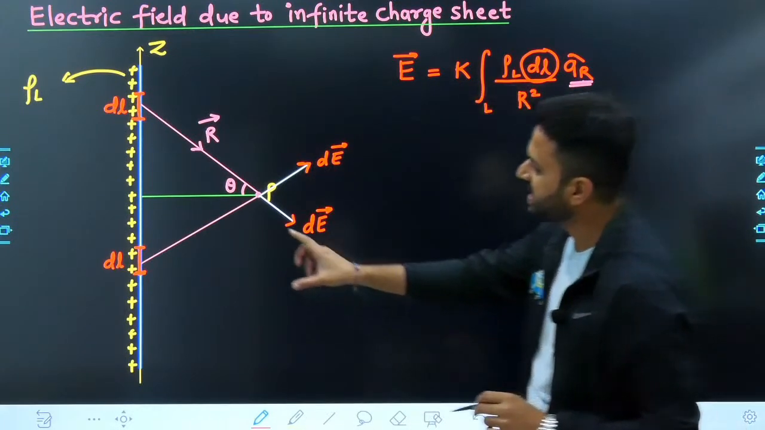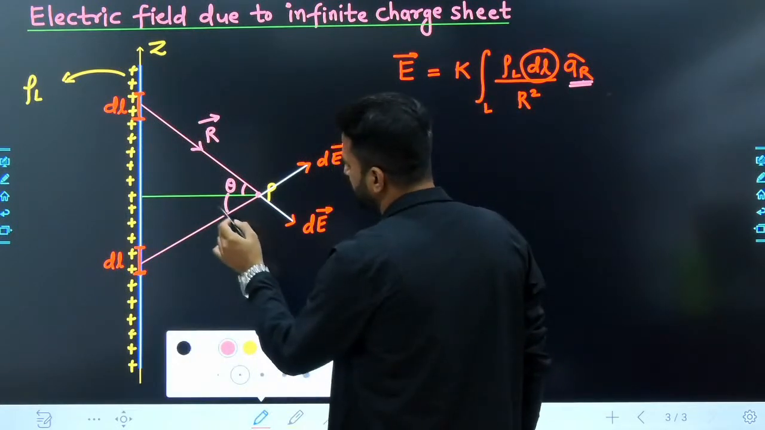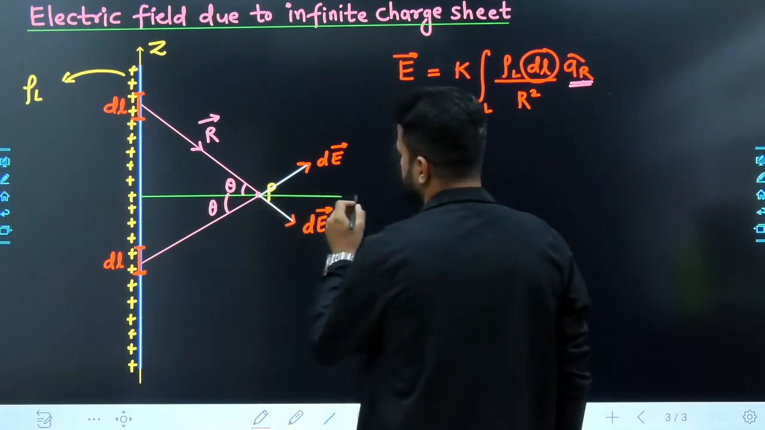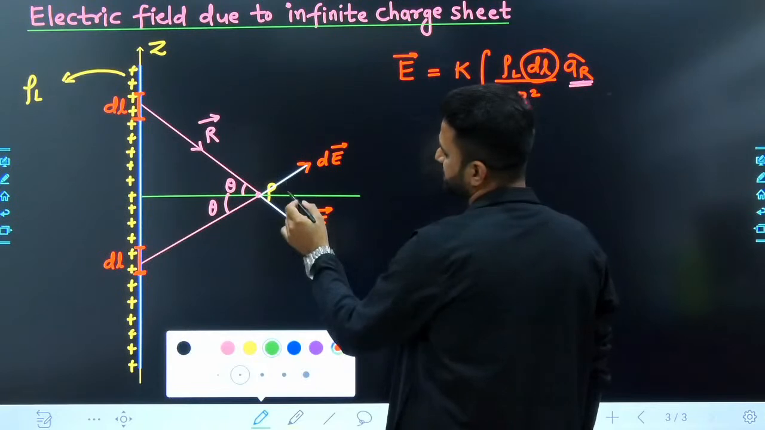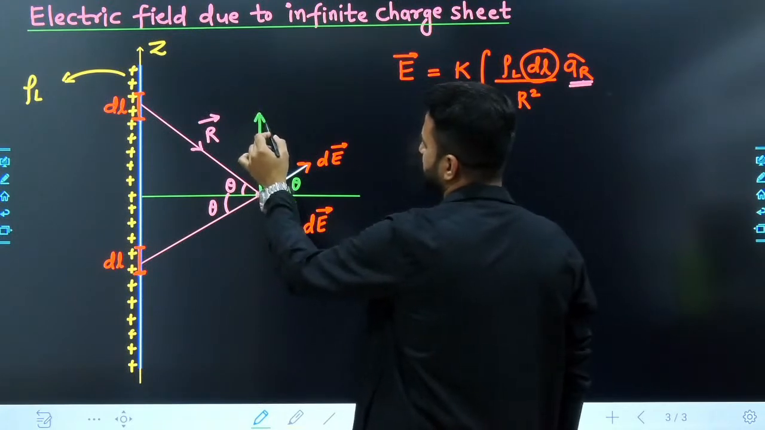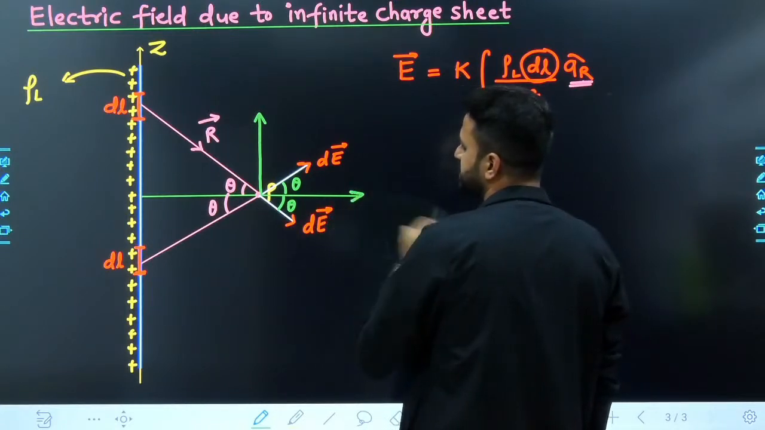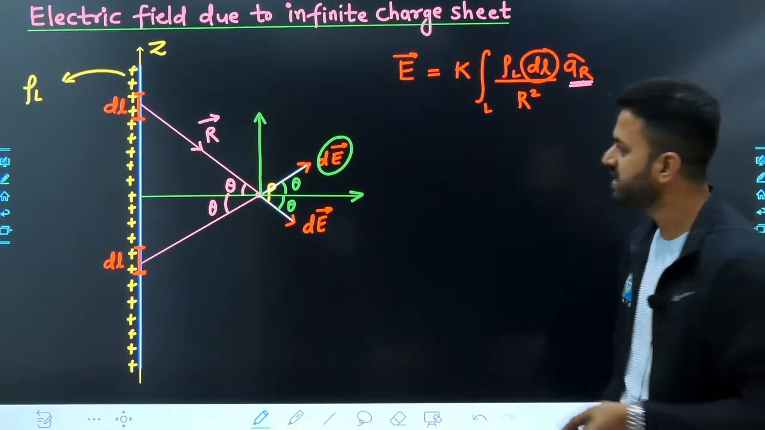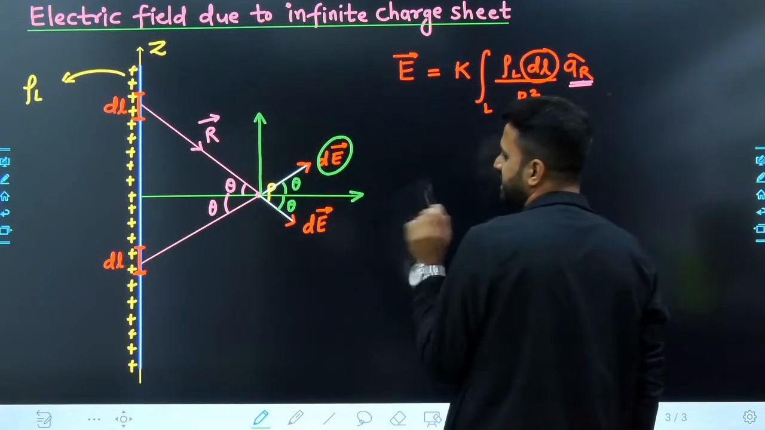Okay, because both are at the same distance above and below, that is why they will make the same angle theta. And when you join the line here, and when you resolve it, this angle will be theta, this angle will also be theta. So when you resolve it, one component of the electric field will go in the upward direction, that is in the z direction, and another component will go in this radial direction.